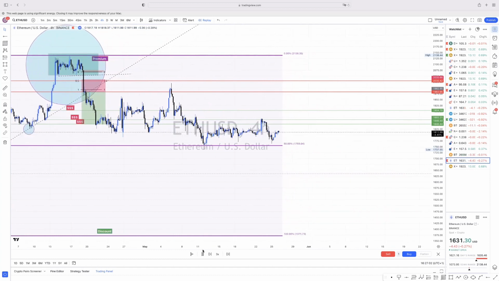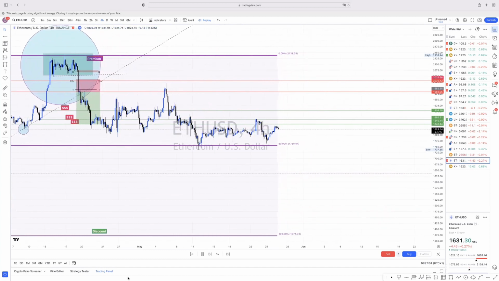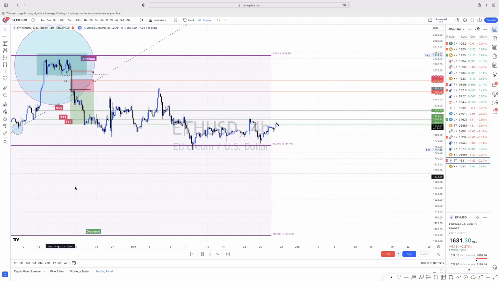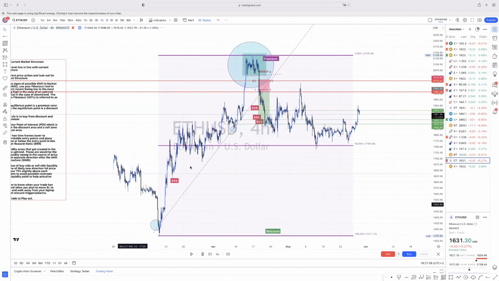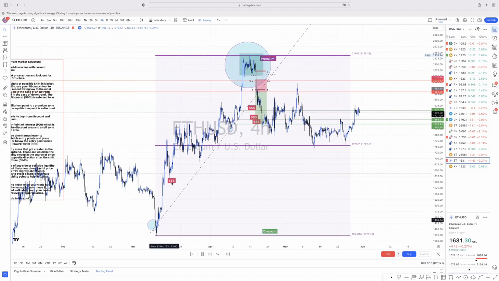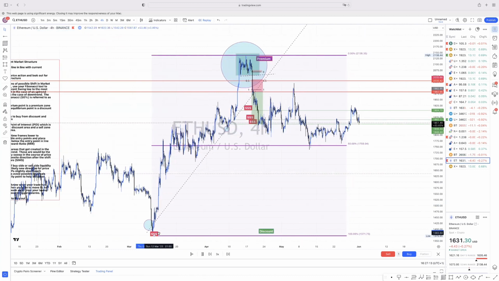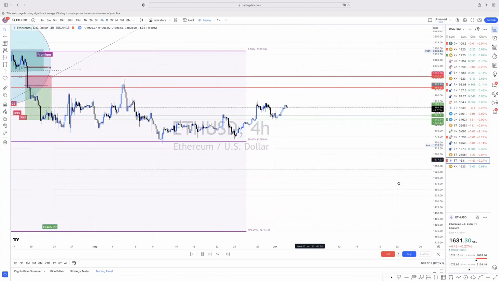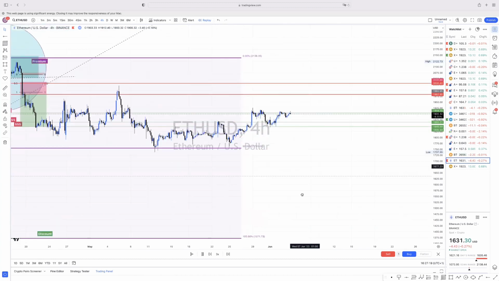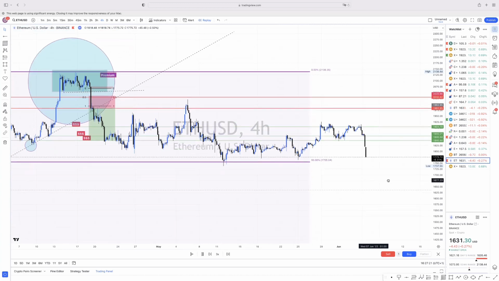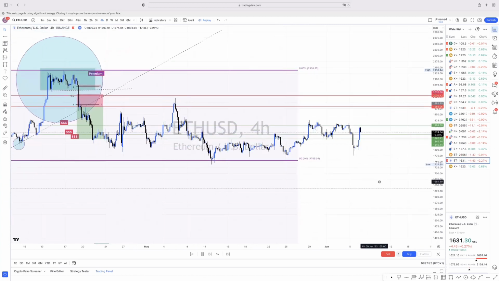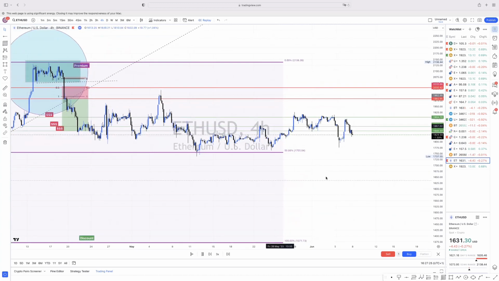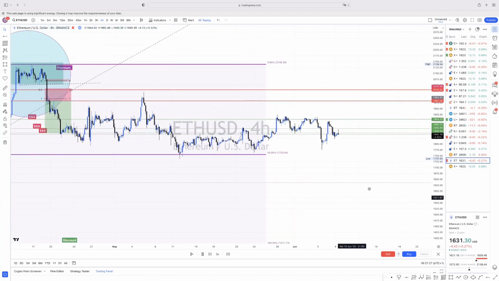Let's see if all those levels will be respected. That's one. Let's see how much of the liquidity areas that we have identified up to this last area will be taken. And from there, you can now determine what is likely to happen next in the market in future, based on the current price action.